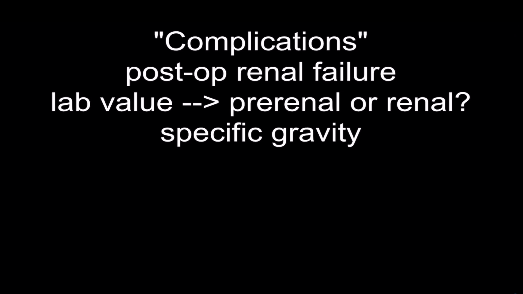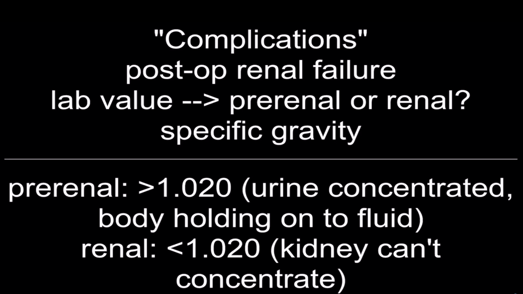Lab value pre-renal or renal, specific urine gravity. For pre-renal, it's going to be greater than 1.02, and because the urine is concentrated, the body is holding on to the fluid. And for renal, it's going to be less than 1.02 because the kidney cannot concentrate. This is the intrinsic renal failure.